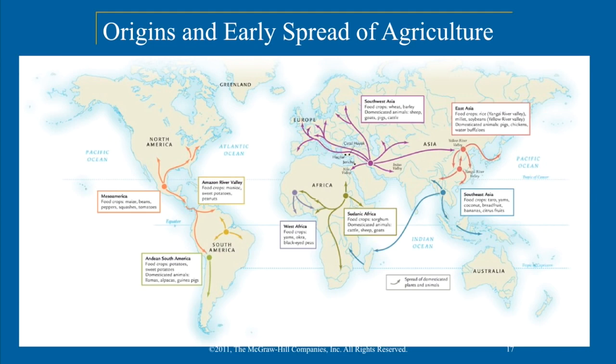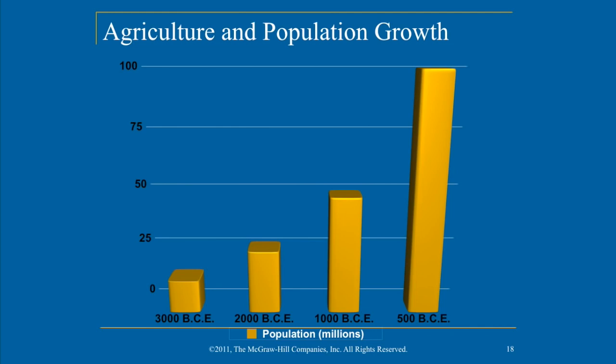Now, here's one of my favorite things, charts. In AP World, we're going to look at some charts sometimes. Here's agriculture and population growth. 3000 BCE, there's about, I don't know, give or take, what is that, 10 million people? Yeah, in the whole entire world.